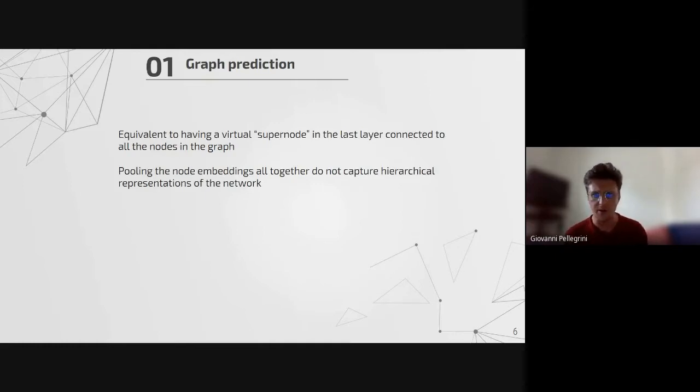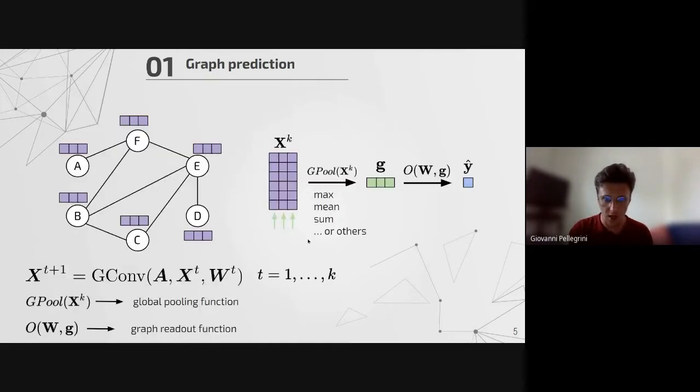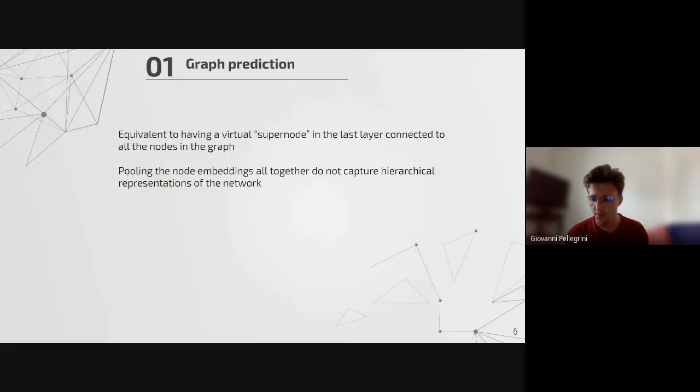What is the problem here? The problem is that each embedding of the nodes is treated in the same way when we perform this pooling aggregation. And so this technique does not capture the structure of the network. We are not exploiting some sub-similarities in the graph in order to obtain this graph embedding.